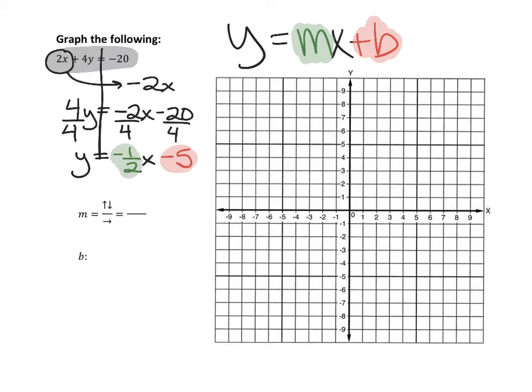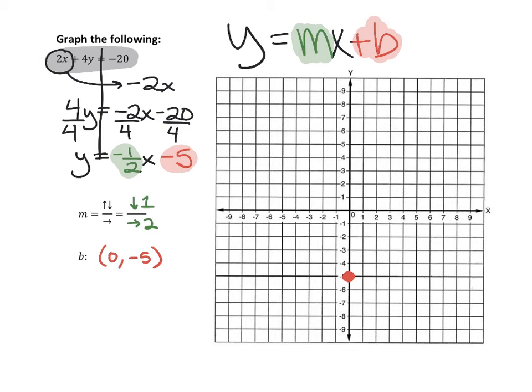Now, the slope tells me the rise over the run, the up and down over the right. So we are actually going to go down 1 unit, because that's negative 1, and we're going to go to the right 2 units when we start making our slopes, because we have -1/2. Our y-intercept is going to be at (0, -5), because that's where we begin on our y-axis.